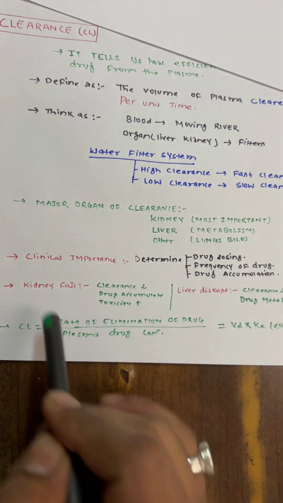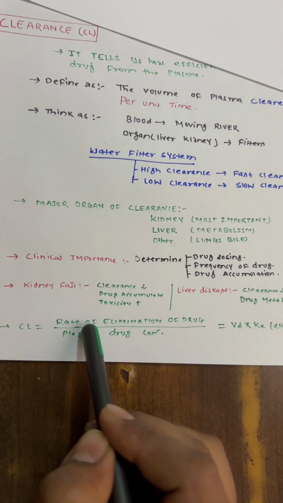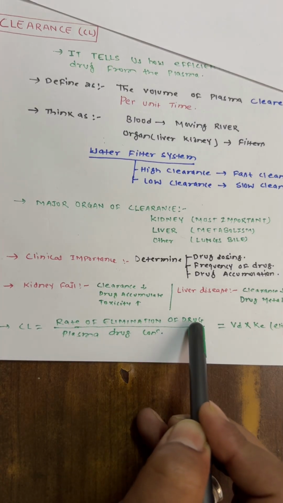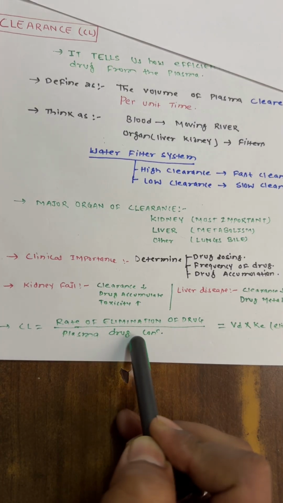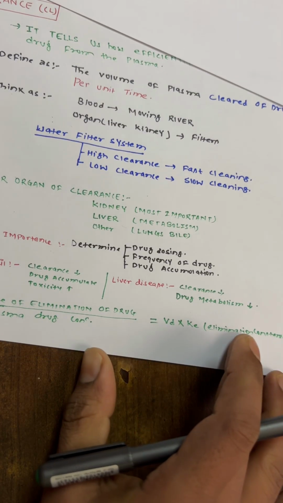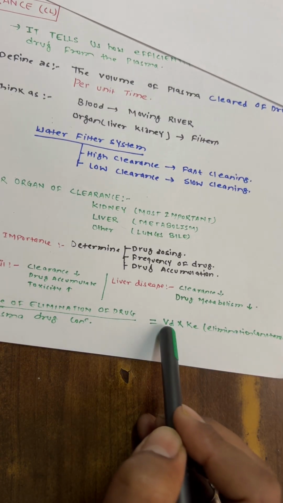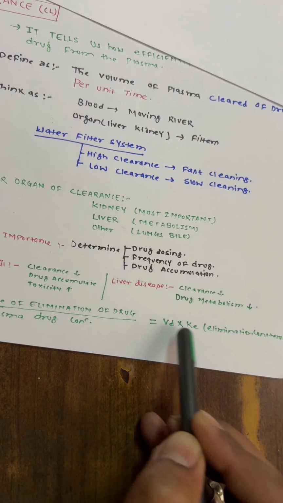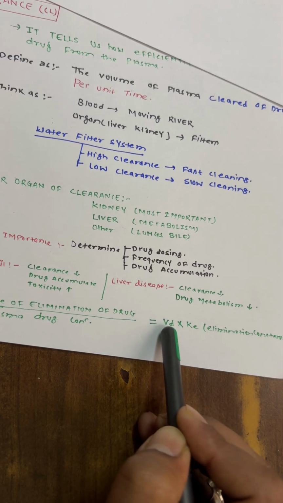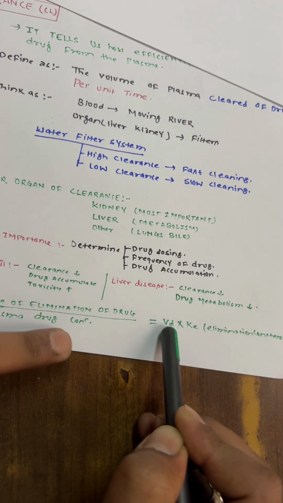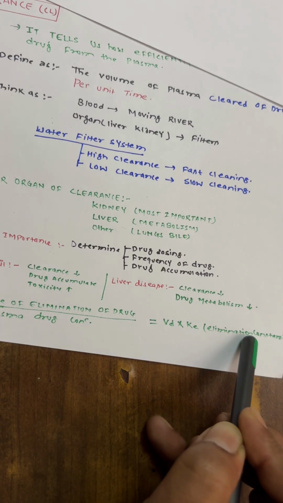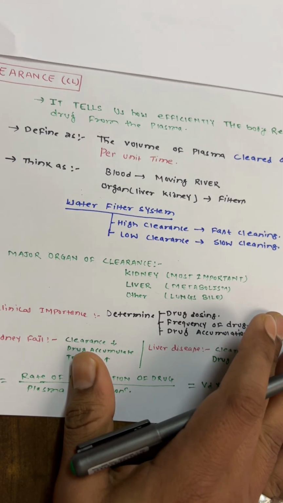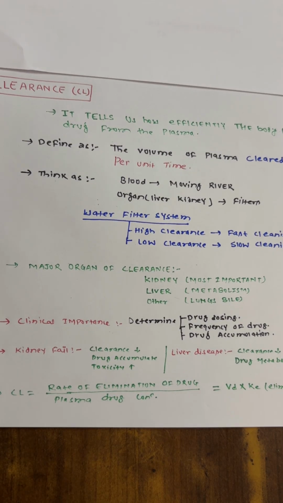Now, the formula of clearance: it is the rate of elimination of drug from the body divided by plasma drug concentration. We can also say it is volume of distribution multiplied by K, the elimination constant. So this is all about clearance. Now we'll see the figure.